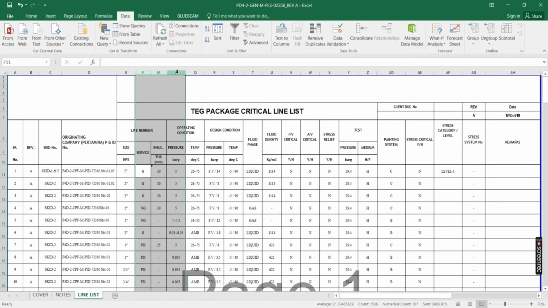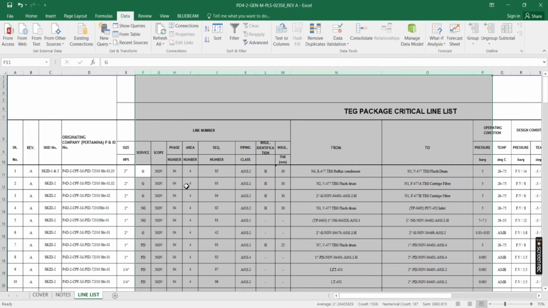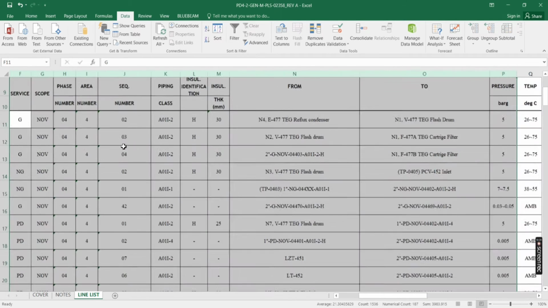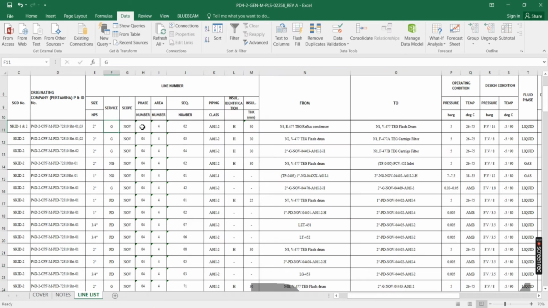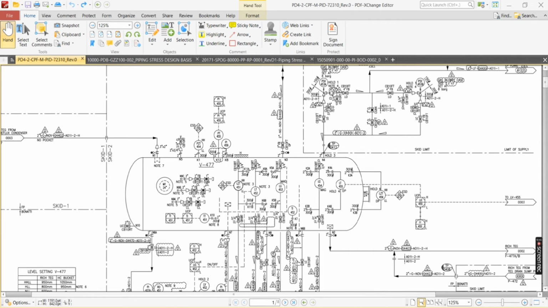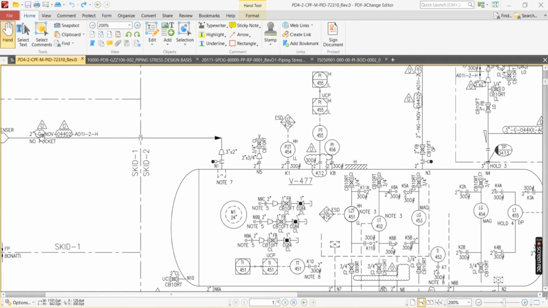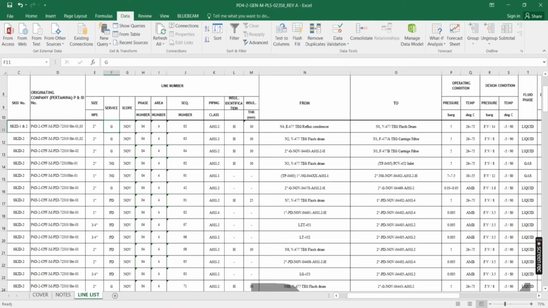One minute, I will highlight these things. Yeah, 2-inch G 04402. So this is your line number. 2-inch G 04402, A0112H. This is your line number.